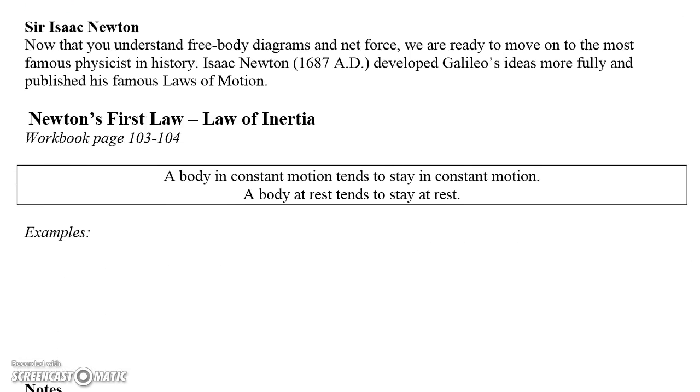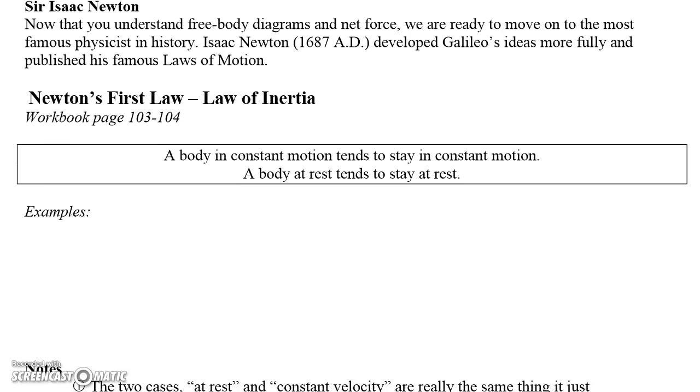The first law is an easy one. Isaac Newton came up with these, and it's just built on what Galileo said. So the first law, you see in the workbook there, you can read more about it on page 103 to 104. A body in constant motion tends to stay in constant motion, and a body at rest tends to stay at rest. What does that mean?